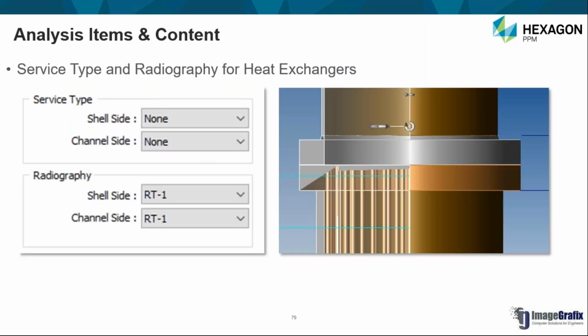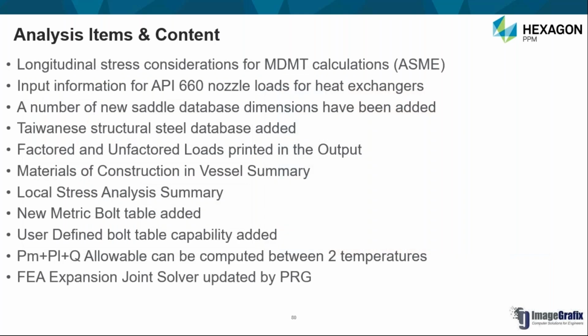Then the next is they have extended the service type and the radiography requirement for the heat exchangers. We have separated the shell side and the channel side for those items, which you will see in your heat exchanger tab. So these new options will be there. Then a few more of the analysis items and content: longitudinal stress consideration for your MDMT calculation. Then we have the API 660 nozzle load table available for heat exchangers now. Then a number of new saddle database dimensions have been added.